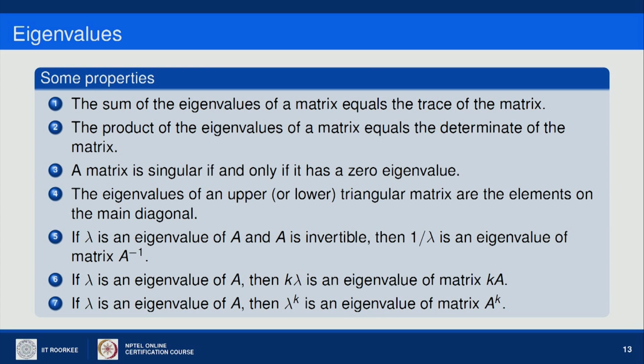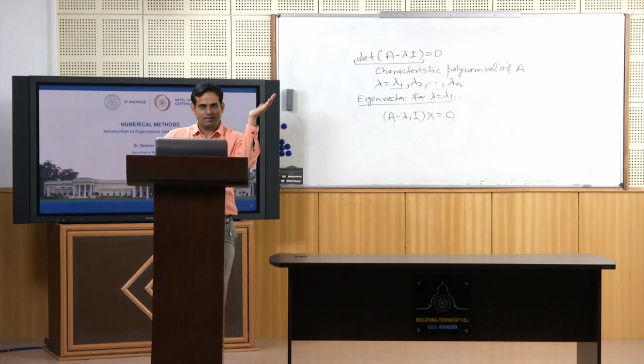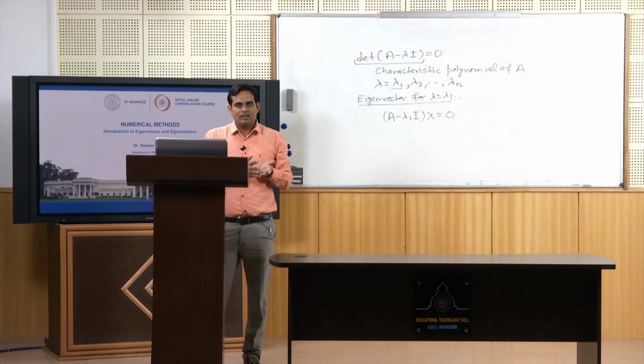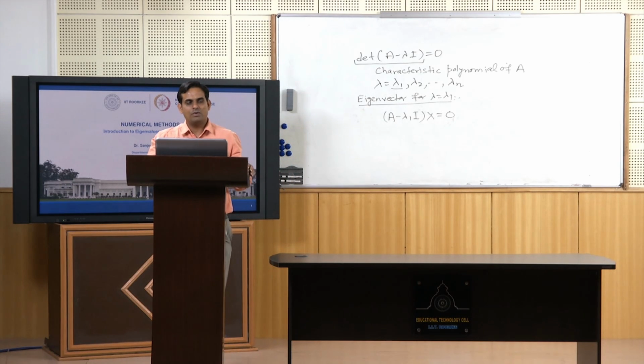Let me tell you some properties of eigenvalues and eigenvectors. The sum of the eigenvalues of a matrix equals the trace of the matrix. How can we define the trace of a matrix? Trace is the sum of the diagonal elements of the matrix, and hence the sum of eigenvalues equals the sum of the diagonal elements of the matrix, and that you can see from the characteristic equation very clearly.